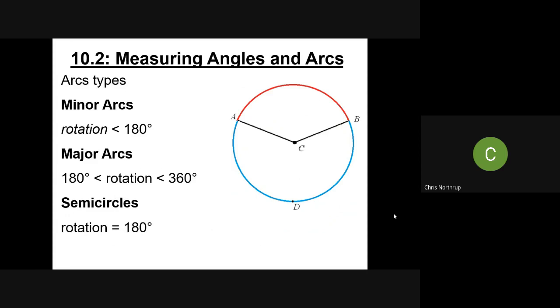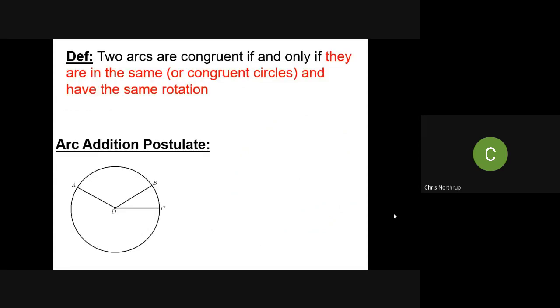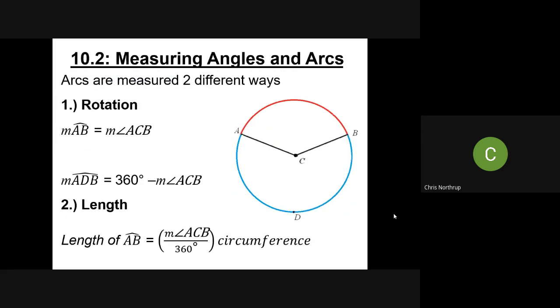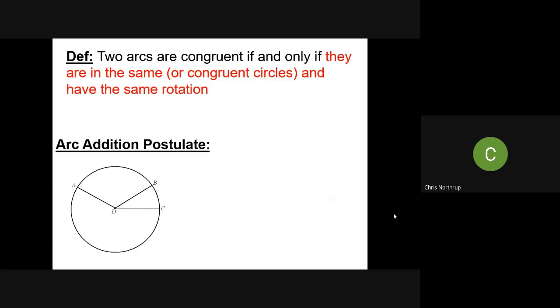Lastly, we're going to look at how we can relate arcs. So we're going to have arc congruence, just like we have congruence of other things. To be congruent, two arcs have to be either in the same circle or congruent circles and have the same rotation. The reason why is because we measure arcs two different ways according to their rotation and their length. For things to be congruent, all of their measurements have to be the same. So that's the reason why we need to have the same or congruent circles and the same rotation. That would make both their rotation measurement equal and their lengths equal. You can actually have two different arcs that have the same rotation but different lengths. Just think of a smaller circle versus a bigger one.